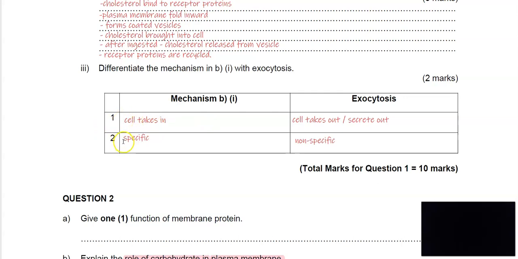For the second difference, receptor-mediated endocytosis brings specific molecules into the cell due to the presence of receptor protein. As for exocytosis, the process is non-specific; it does not require any receptor. No receptor is involved.